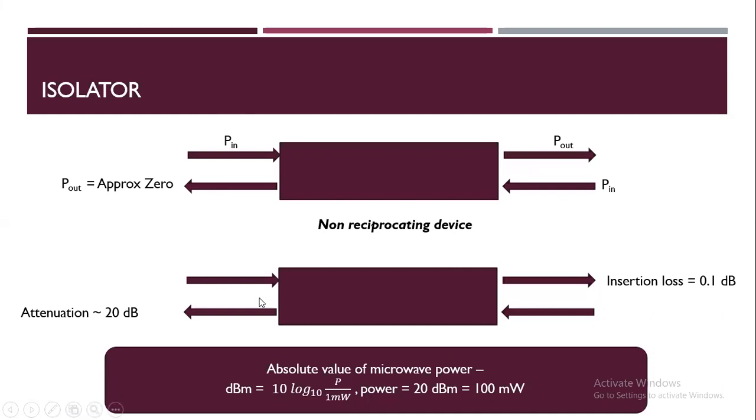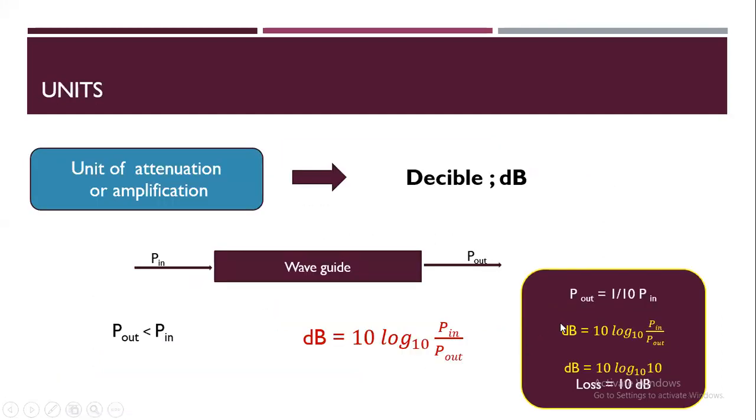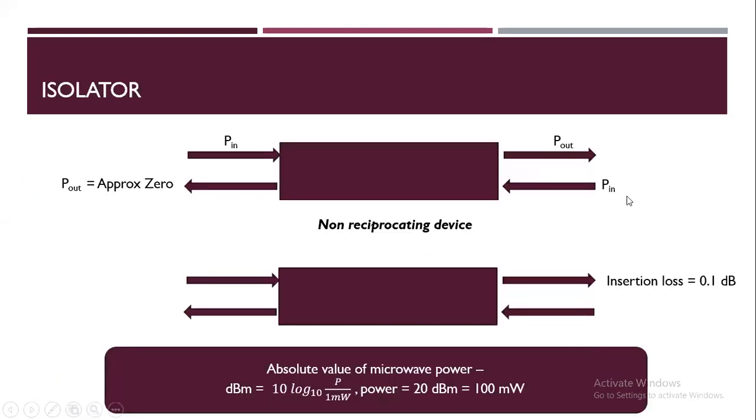This is the ratio. The last slide was the ratio of the power in and power out. But when we are calculating only the power out value, we can calculate in milliwatt also, and that's the conversion formula.